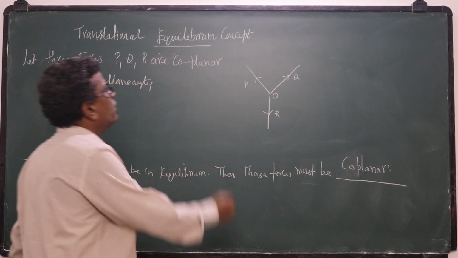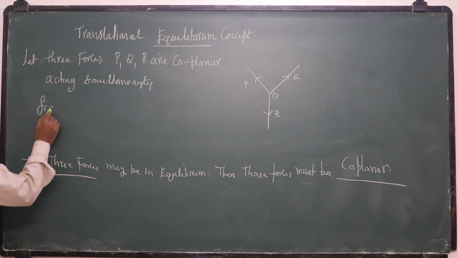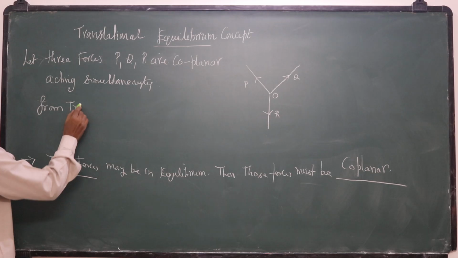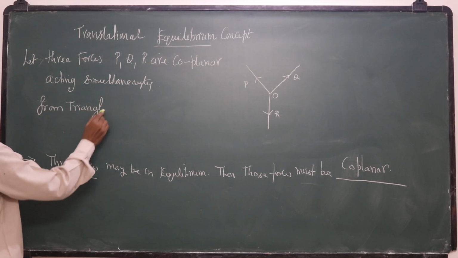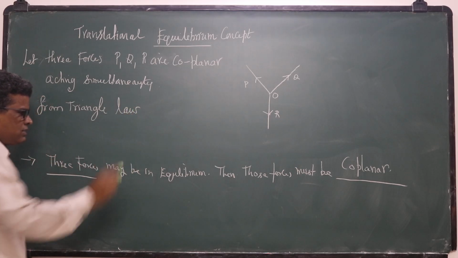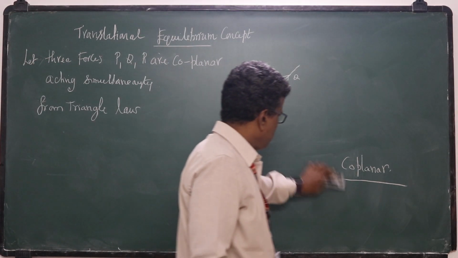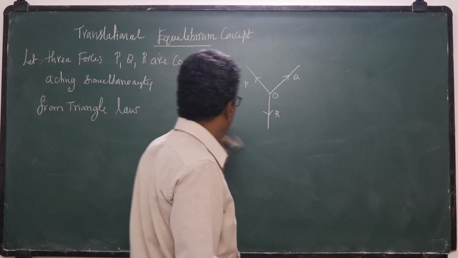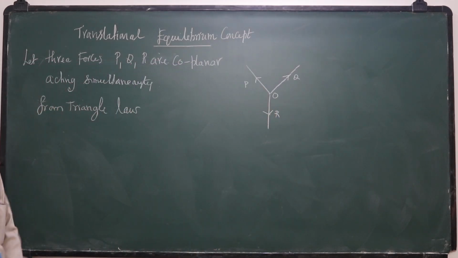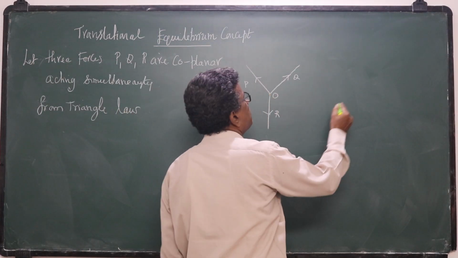See, here, from triangle law, as we studied in vectors: if these three vectors are represented by three sides of a triangle taken in order, then the resultant will be 0. I am going to construct a triangle based on this.